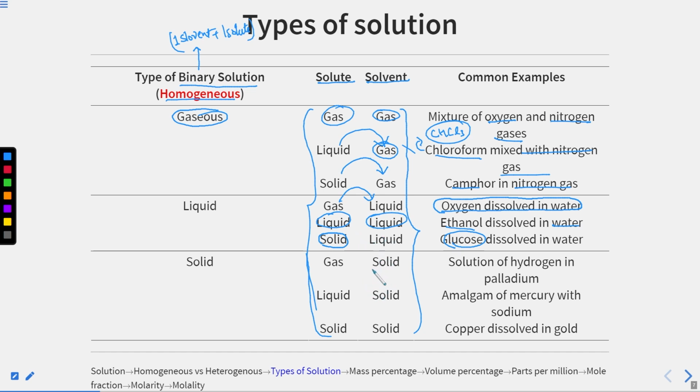Now next we have a solid that dissolves gas in it. The example is a solution of gas in solid, that is hydrogen gas and palladium. So what happens actually? The palladium surface is a very good adsorbent, so it basically absorbs this hydrogen gas on its surface, and some of this hydrogen gas also moves into the interstitial sites between the palladium atoms, and that makes a mixture of gas dissolved in solid. Next is liquid dissolved in solid, and the most common example is the amalgam of mercury and sodium.